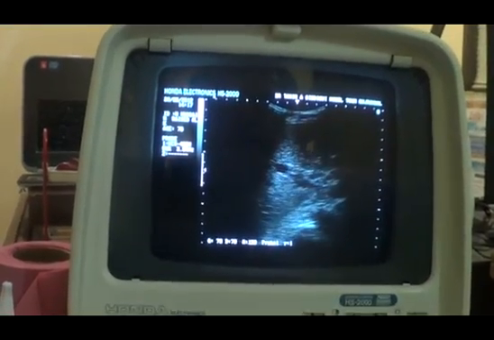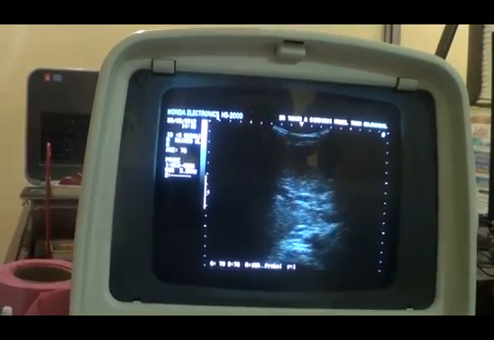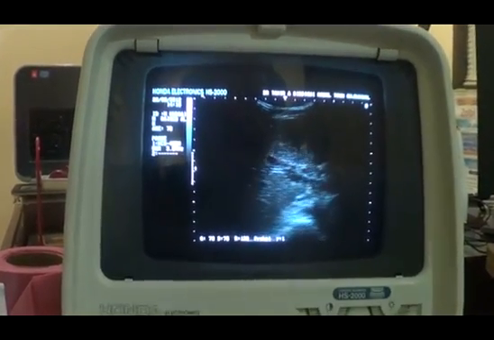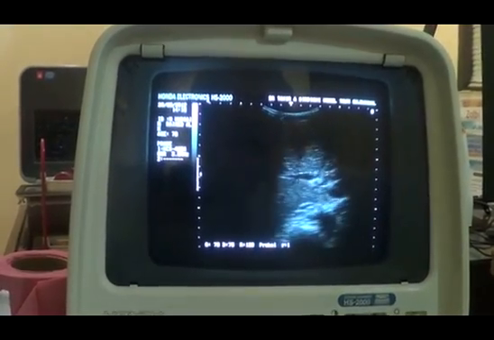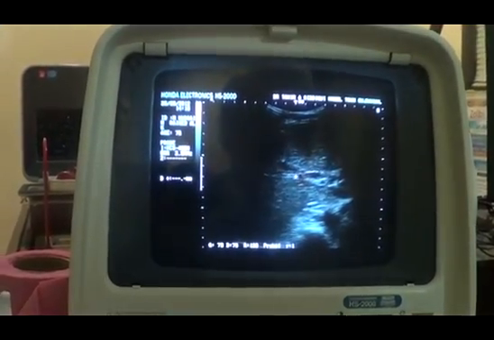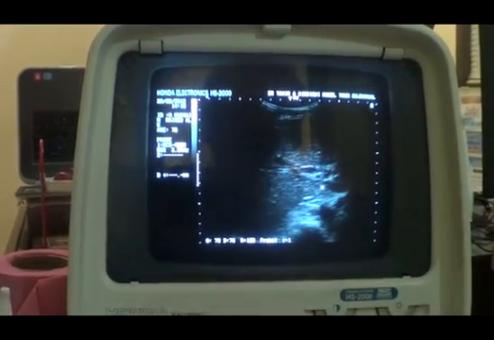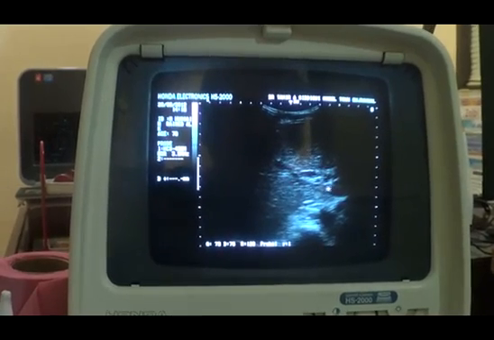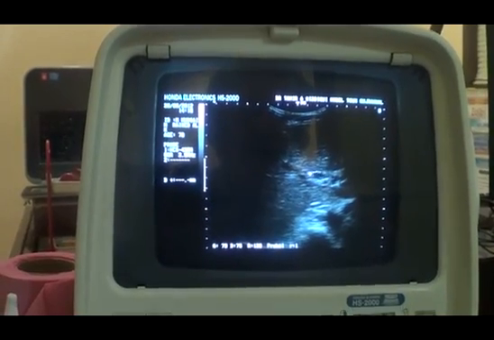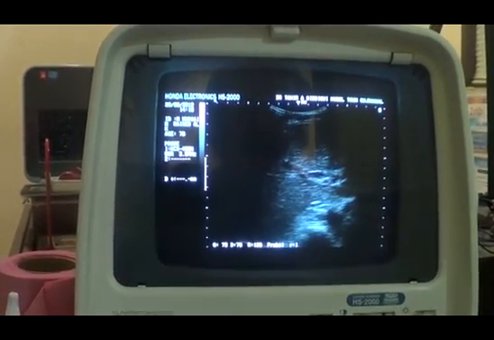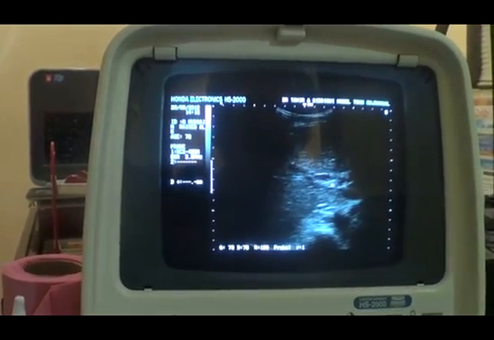Now this is an area that gives you an impression of this, sorry, because of some gain problem. This is the portal vein. This one is the common bile duct, and this is the hepatic artery in transverse section at the region of the porta hepatis.